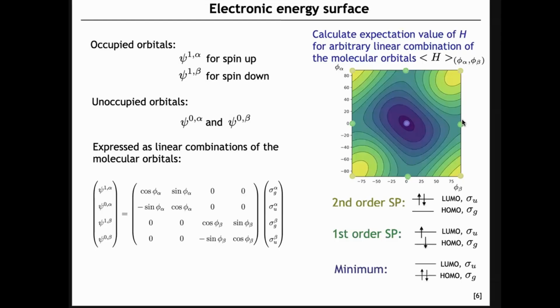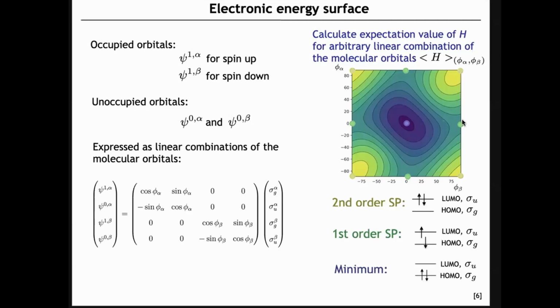And that expectation value is going to be a function of these 2 phases, phi alpha and phi beta. So we get this energy surface, sort of like I sketched before, but now it's a contour plot. And of course, the minimum here for phi alpha equal to 0 and phi beta equal to 0 is the ground state. It corresponds to having both electrons in the bonding molecular orbital.